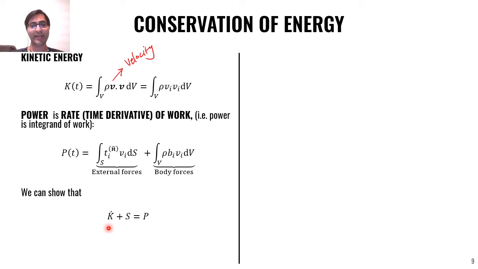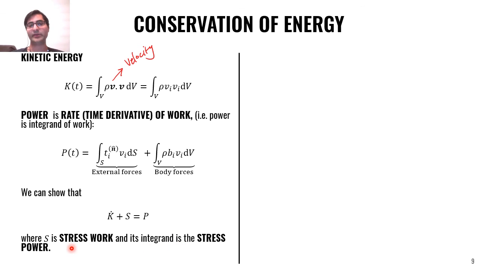We can show that K dot plus S becomes P. So basically the power of the work done by the external and body forces and the kinetic energy of the whole body are in balance by introducing a term S. And S is the stress work, and its integrand is the stress power, which is basically the power of work done inside the body by the stress.